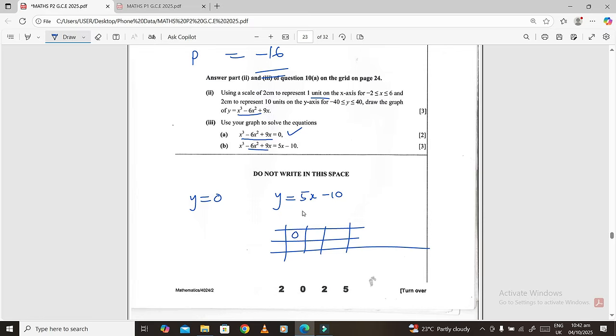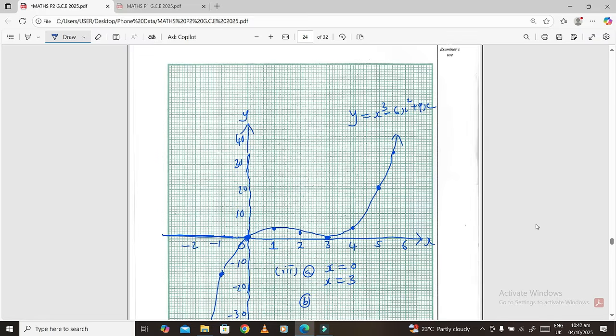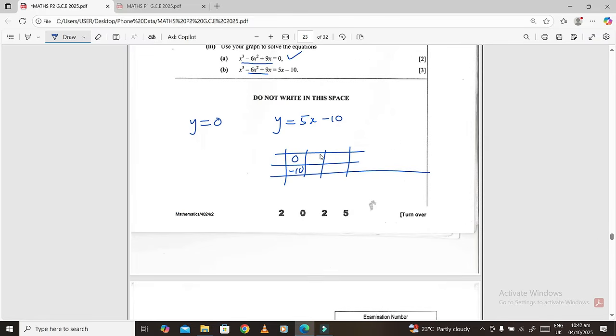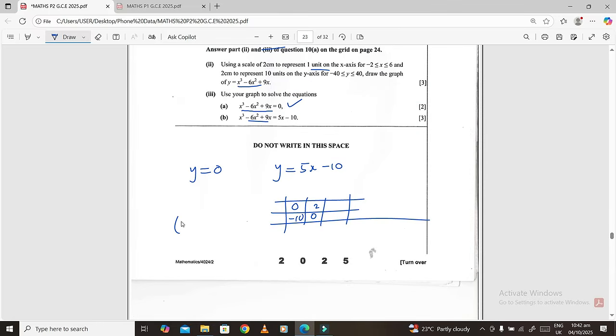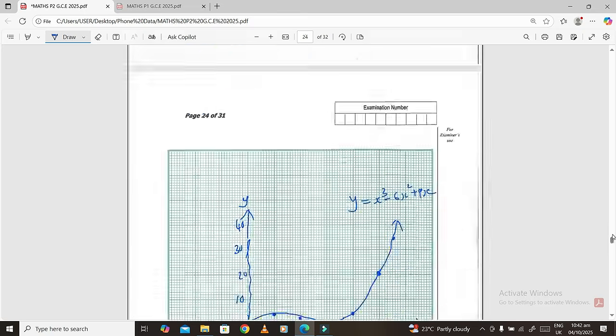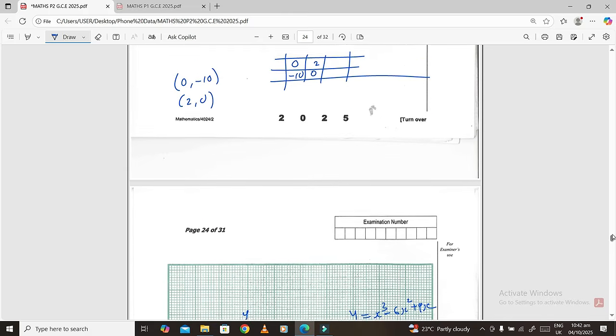So I'll say this is 0. When x is equal to 0, where there is x here, you put a 0. It will be 5 times 0, minus 10, and it will give us negative 10. And then another point, I can pick 2. When x is equal to 2, I think 2 are enough. So when x is equal to 2, this will be 0. So now we've got 2 sets of coordinates: 0, negative 10, and then 2, 0. So those are the points we need to plot.